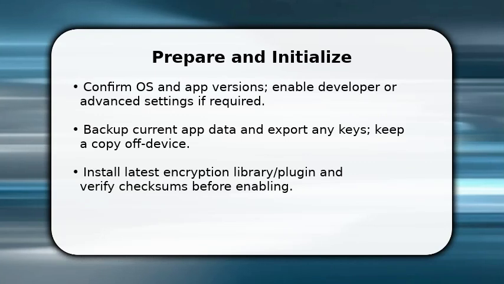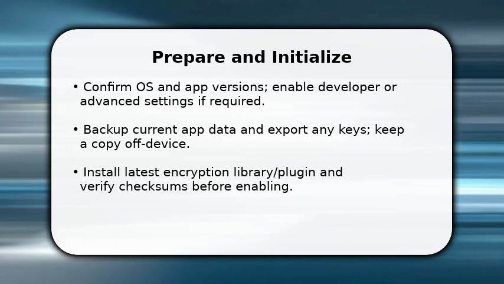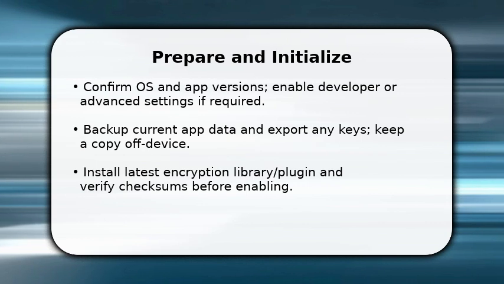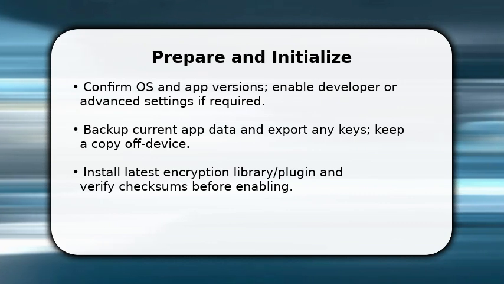You start by confirming prerequisites so nothing blocks encryption. Check OS and app versions, enable advanced mode, and install the updated encryption library. Once done, back up the app data and export existing keys to a secure location so you can roll back if needed. Make sure to verify library checksums to prevent tampered binaries.